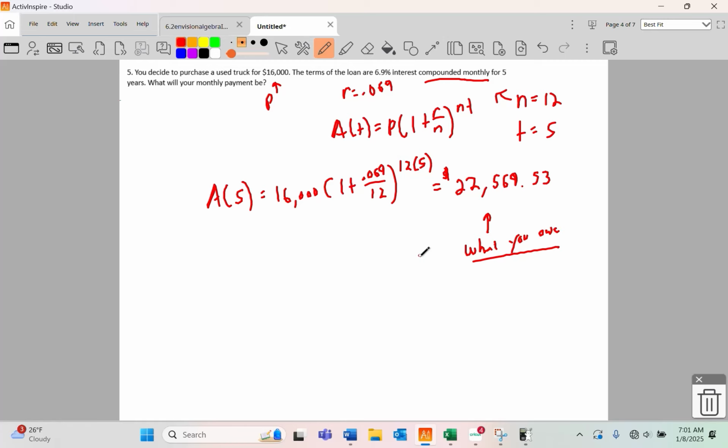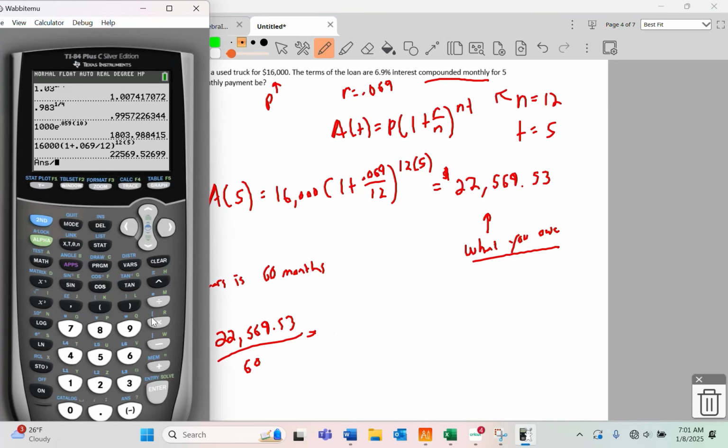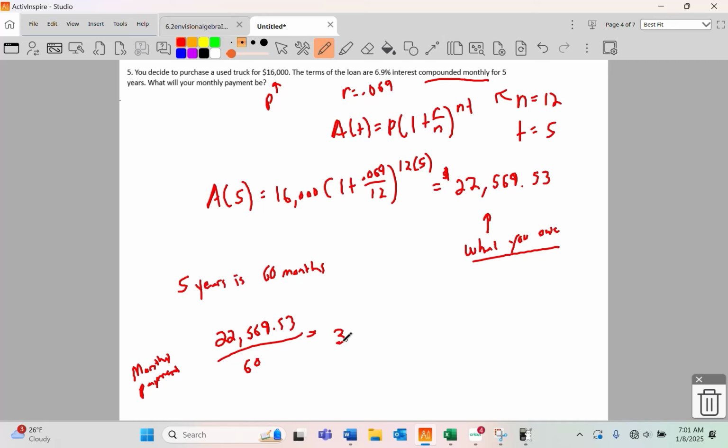Okay? I want the monthly payment. 5 years is 60 months. So I'm going to take what I owe, 22,569.53, and divide it by 60. That's how I get my monthly payment. I actually use a little bit different technique on this, but this is the gist of it. $376.16. That's what I can expect to pay per month.